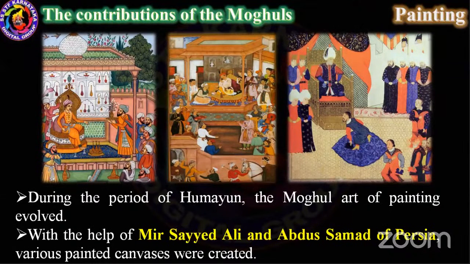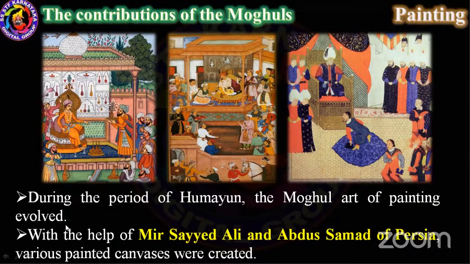Along with art and architecture, they gave importance to painting also. Not all rulers, but a few rulers gave importance to paintings also. It means a kind of drawing using colors. Some of you also like painting and drawing.